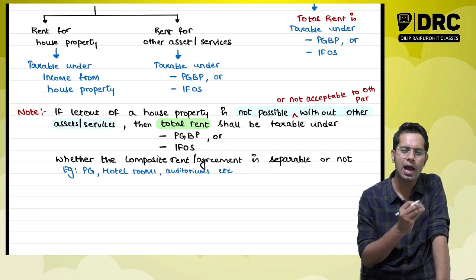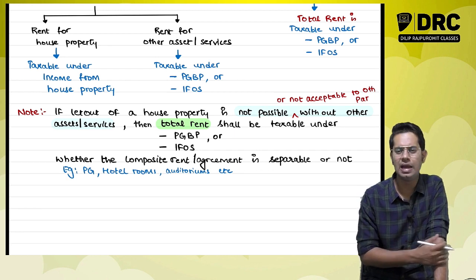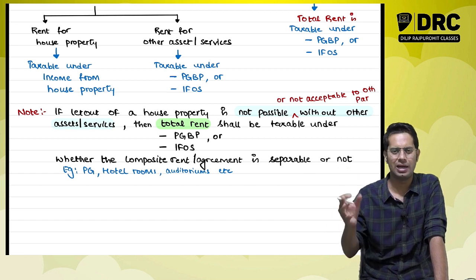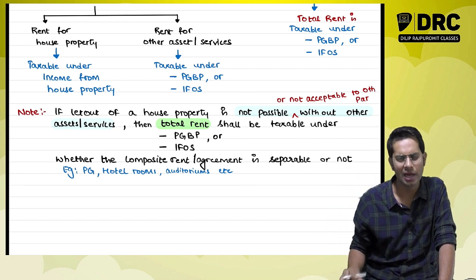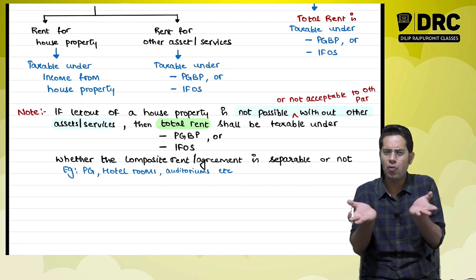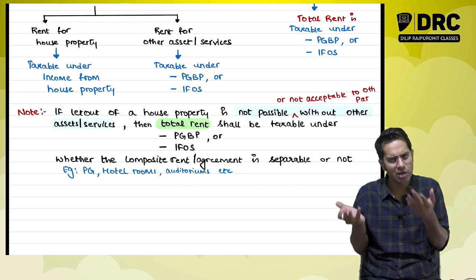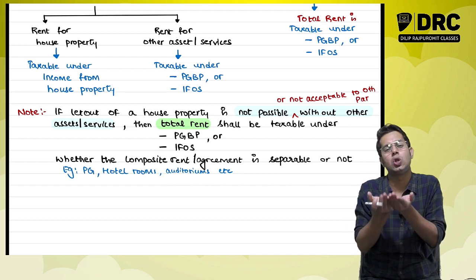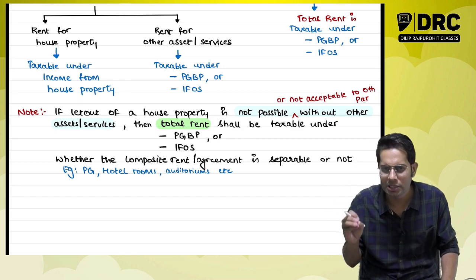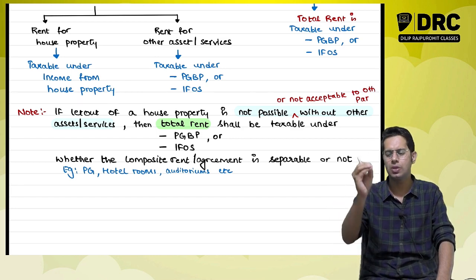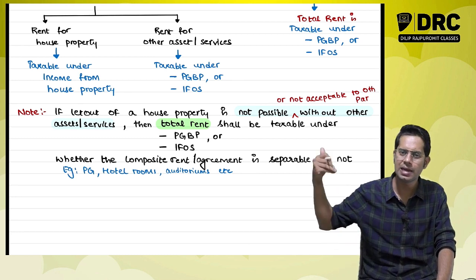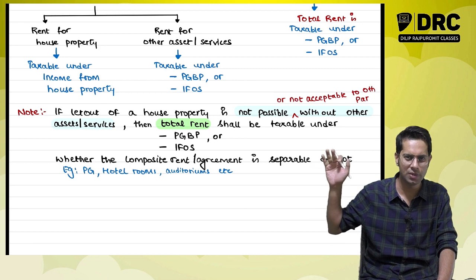For example, I have a PG wherein I give a room plus a bed, a study table, etc., and I also give food. In such a case, I am charging 6,000 rupees. I know the breakup, but I don't care. Even if you know the breakup, this property is not accepted by the other person without other assets. You are supposed to compulsorily give a bed and food. In such cases, the entire rent will be taken as income from other sources or PGBP.